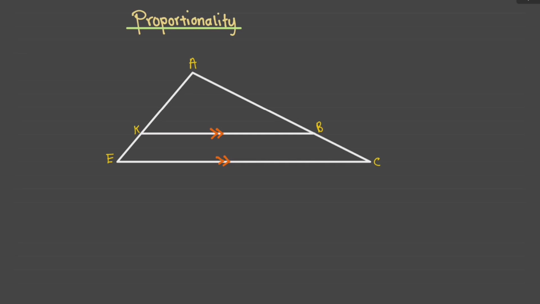Okay, matriculants, we are looking at the proportionality theorem. The theorem states that if you have a line, in this case line KB, parallel to one side of a triangle, KB is going to divide the other two sides proportionally. In other words, it's going to divide those two sides in such a way that you have the same ratio.